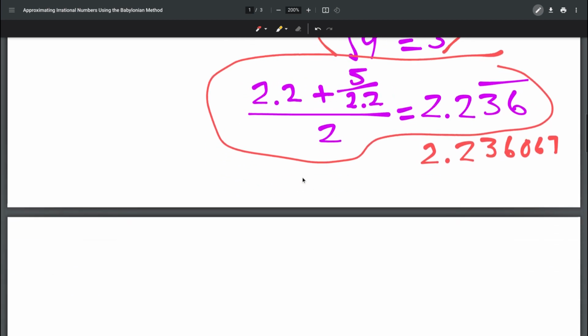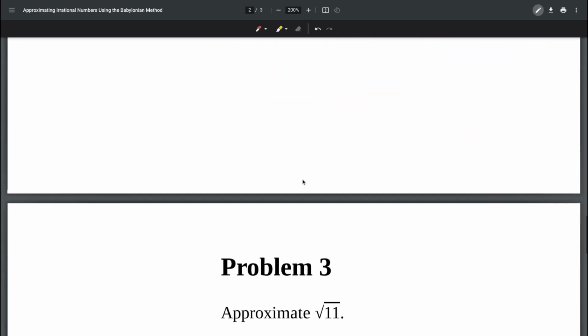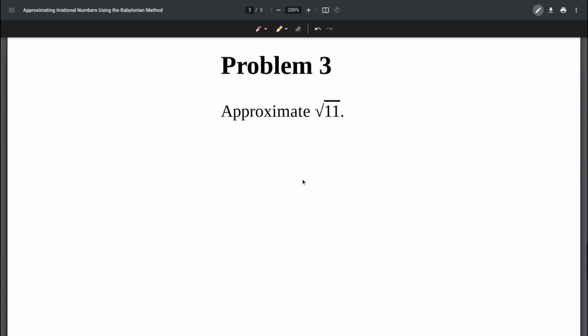Okay, let's look at problem 3. Go down the page here. All right, so problem 3, we're approximating the square root of 11. So 9 is a perfect square that's close to that. The square root of 9 is 3. The next closest is 16. The square root of that is 4. So there are 7 numbers from 9 to 16. We're at 11, so 2/7 of the way. Well, let's just divide 2 by 7.